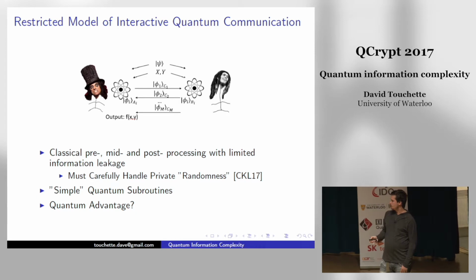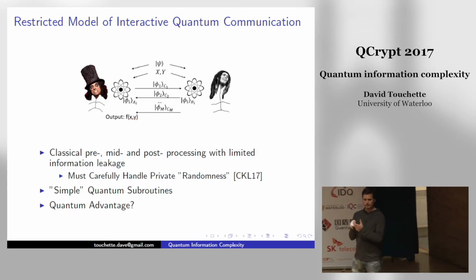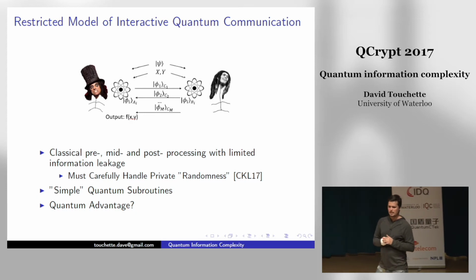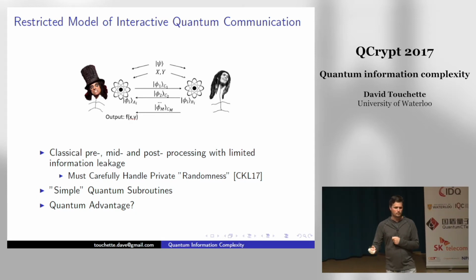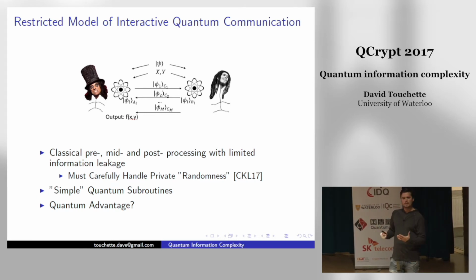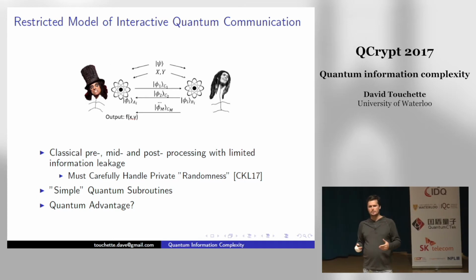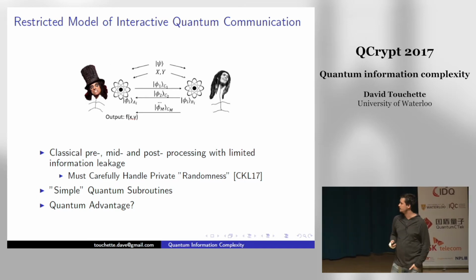One caveat though, which comes from a recent work of Chailloux and Laurière, is that when we mix together the classical part and the quantum part like this, we have to be careful how we handle private randomness. I won't go further into this, but still, even by taking the necessary precautions, can we still obtain quantum advantage in this setting?